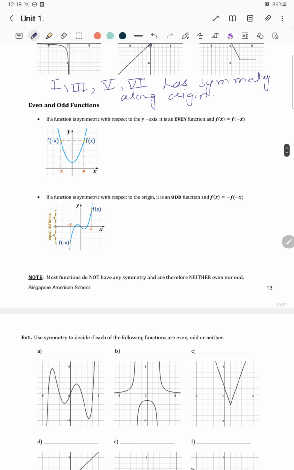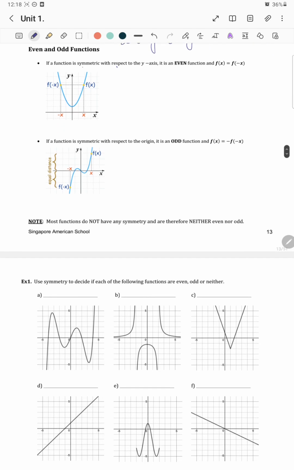Okay, now coming to even and odd functions. If a function is symmetric with respect to the y-axis, it is an even function and f of x is equal to f of minus x. If this is f of x, and it is symmetric with respect to the y-axis, this is the y-axis, so the part of the function that is along this side is the same along this side. It means this is the x-axis and this is the y-axis. So I have the same part of the function here and the same part of the function here. So if the function is symmetric along the y-axis, then such a function is called an even function.